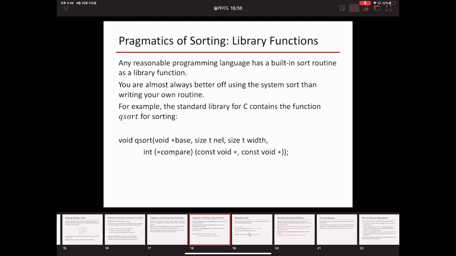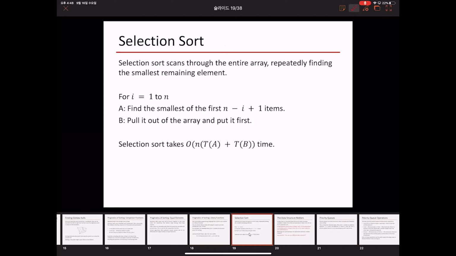So for example, this is the quick sort function in C. It has direct access to the array and to addresses. It is the fastest implementation of any function, and even if you implemented it yourself, you cannot beat this. They are already optimized in that field.